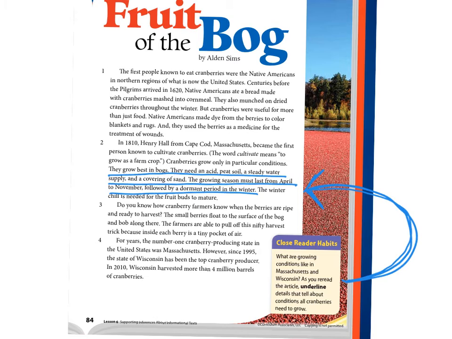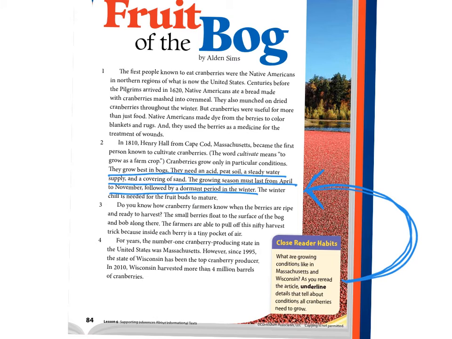For years, the number one cranberry producing state in the United States was Massachusetts. However, since 1995, the state of Wisconsin has been the top cranberry producer. In 2010, Wisconsin harvested more than 4 million barrels of cranberries.